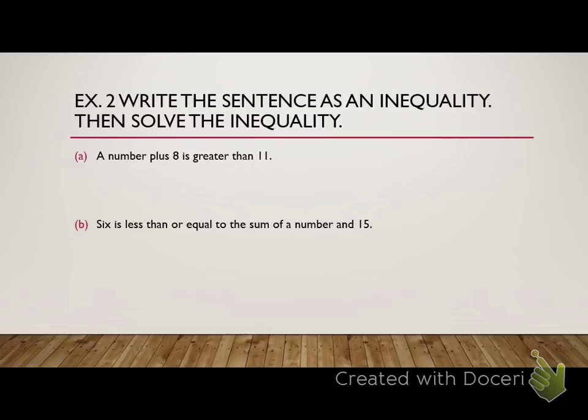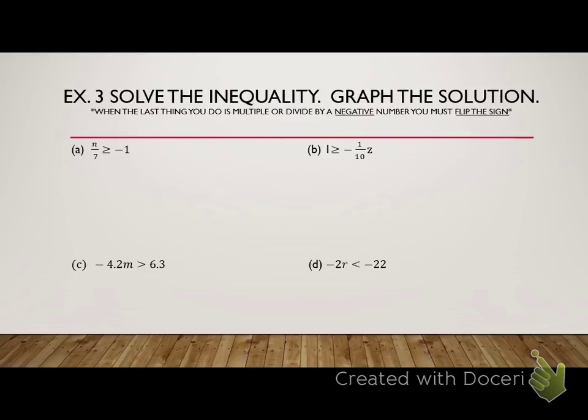Now, example number 3. Again, we're solving the inequality and we're graphing the solution, but this is where we have to be careful. Since these problems include multiplication and division, we have to be very careful. We talked about this yesterday, but when the last thing you do is multiply or divide by a negative number, you must flip the sign.